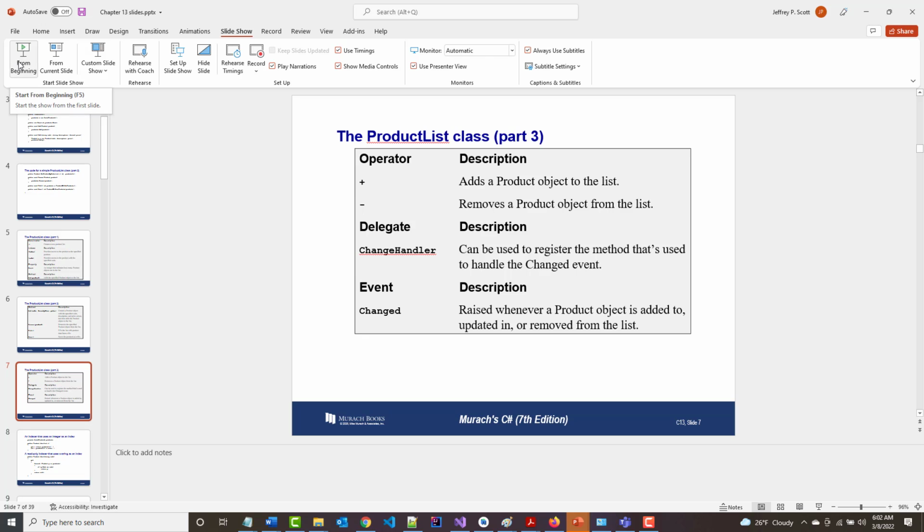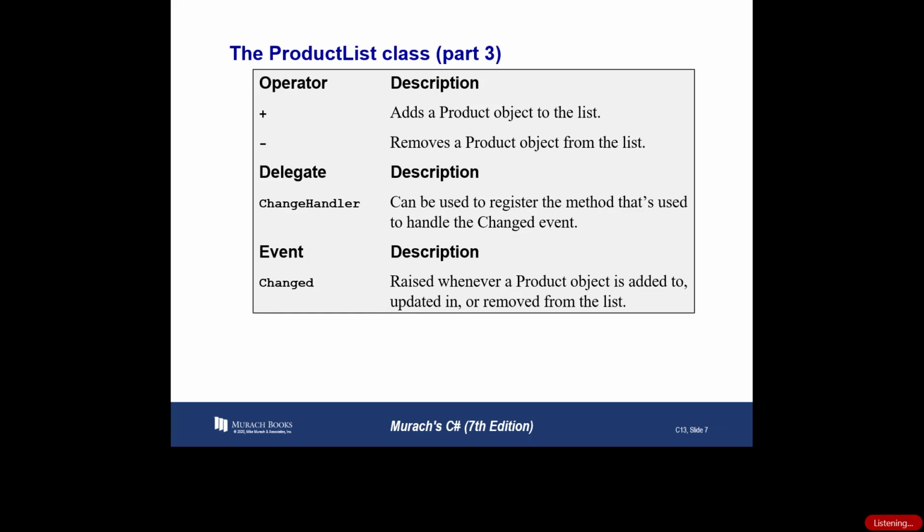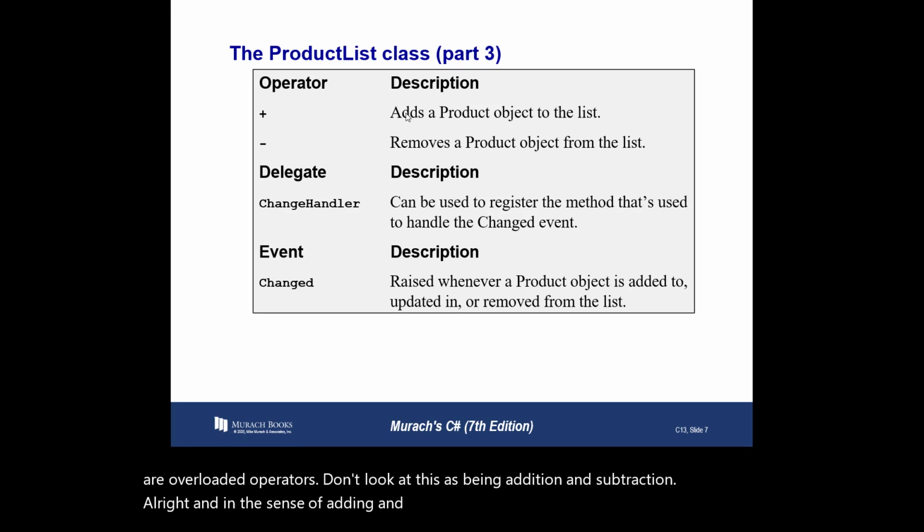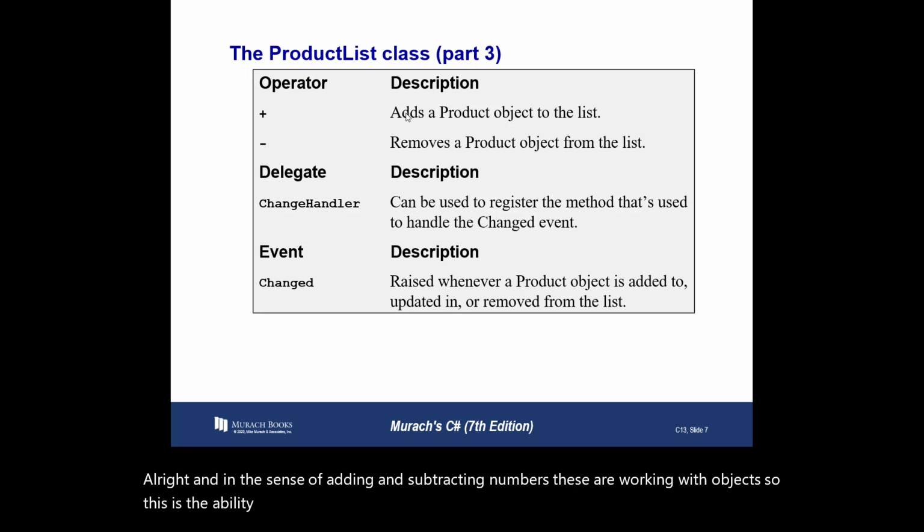Just in the same way you can add somebody to a list, you can remove them. So these are overloaded operators. Don't look at this as being addition and subtraction in the sense of adding and subtracting numbers. These are working with objects. So this is the ability to add a new object or remove a current object.